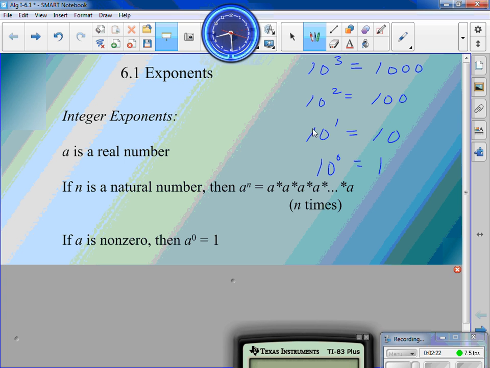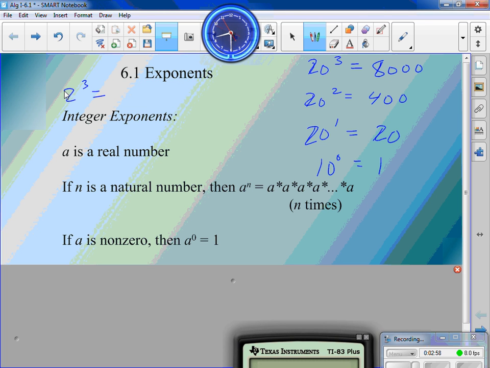Nice thing about exponents, if this was a 20, what's 20 to the first power? 20. 20 squared, get rid of the 0. What's 2 squared? 4. And I need 2 zeros. If this was 20 cubed, what's 2 times 2 times 2? 8. With 3 zeros.